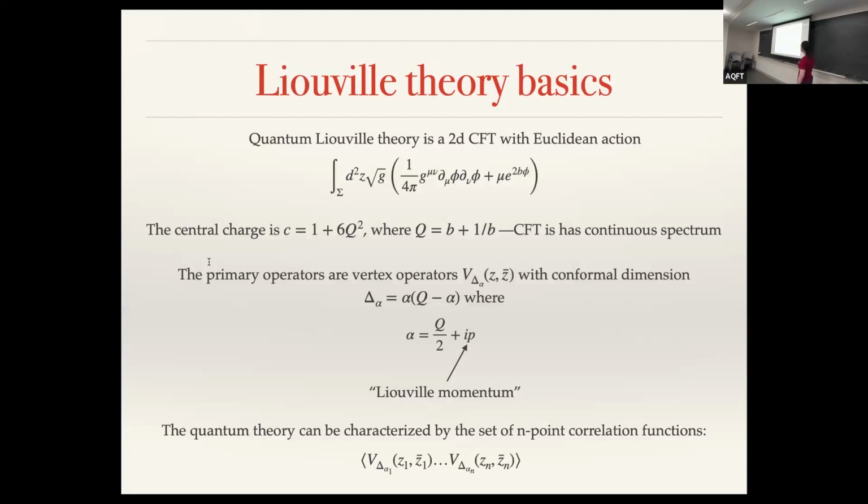The full quantum theory can essentially be characterized by the set of n-point correlation functions of these primary operators. If you know all of the n-point correlation functions of these vertex operators, you essentially have characterized the theory. Remember, this depends on the Riemann surface that you put the theory on as well.